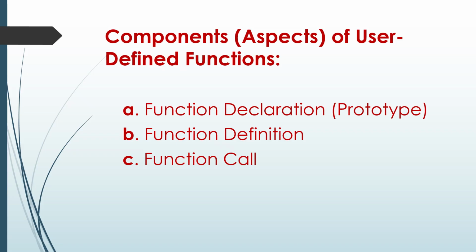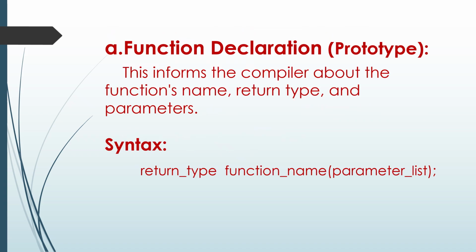First one is function declaration. Second one, function definition. Function declaration informs the compiler about the function name, function type, and parameters which we need to use in our program. The general syntax for function declaration has return type, function name, and parameter list.